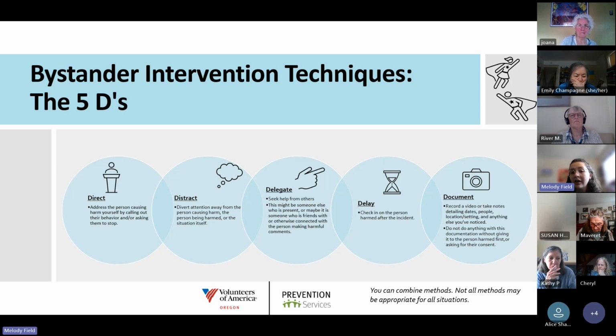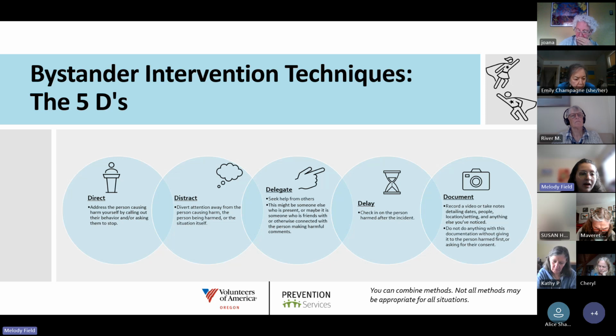So when it comes to intervening in a situation, we have 5 different strategies that you can use, and we call them the 5 Ds of bystander intervention. It's important to always note, with bystander intervention, we always want folks to consider their own safety and the safety of others when intervening. And ideally, getting involved earlier in situations can prevent them from escalating. So the first D we have is direct.